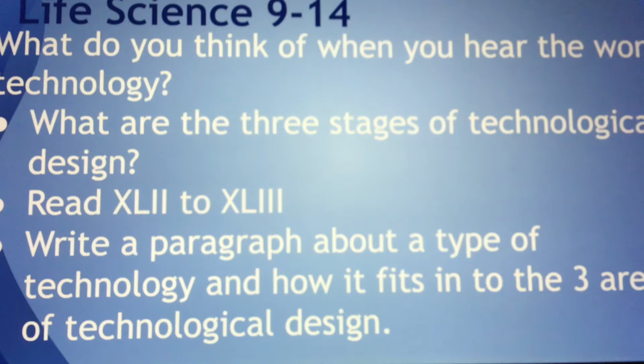You're going to learn about the 3 phases of technological design, and you'll have a little bit of homework. Read Roman numeral XLII. I believe that is 42 to 43, if I'm not mistaken. And then you're going to write a paragraph. You pick any technology that you want. Talk about the 3 areas of technological design: the need, the preliminary designs, and how the improvements have happened. And that should get you your full credit. So let's go ahead and get started here.